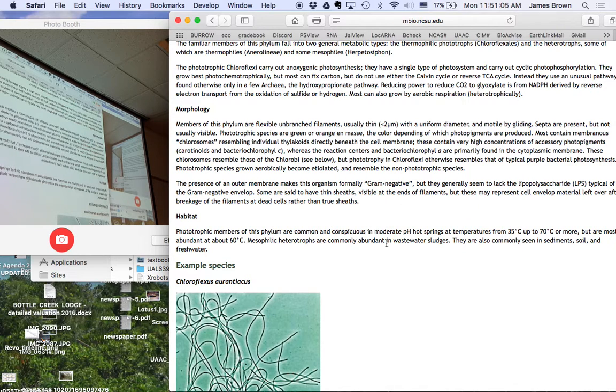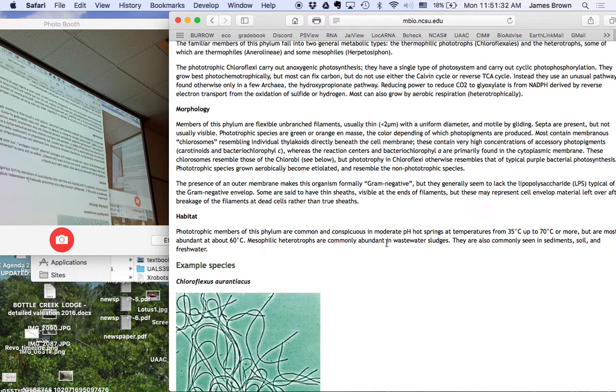They use essentially a highly modified version of the TCA cycle called the hydroxypropionate pathway, which is found otherwise in archaea, but is found in this group as well. And so you reduce CO2 and make glyoxylate that way.